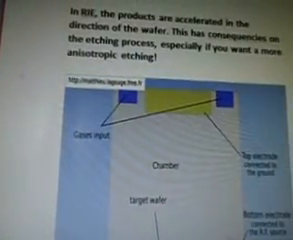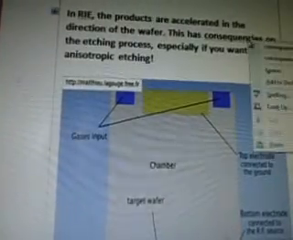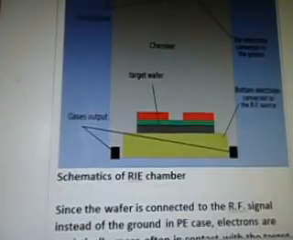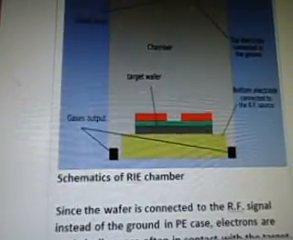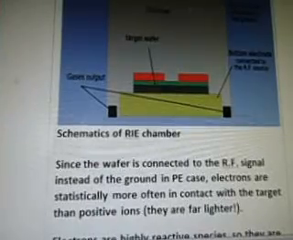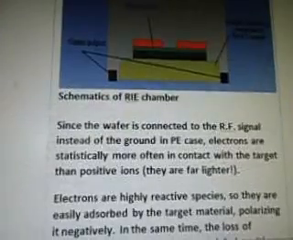This has consequences on the etching process, especially if you want a more anisotropic etching. So it shows gas input, top electrode, chamber, target wafer, bottom electrode connected to RF source, and gas outputs.